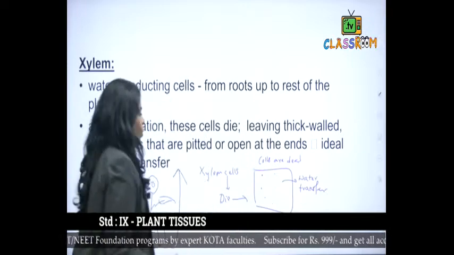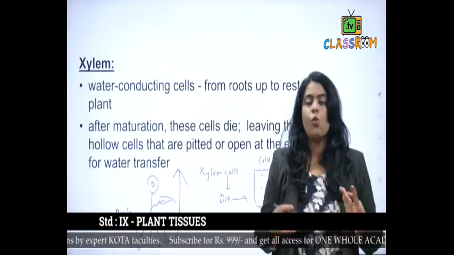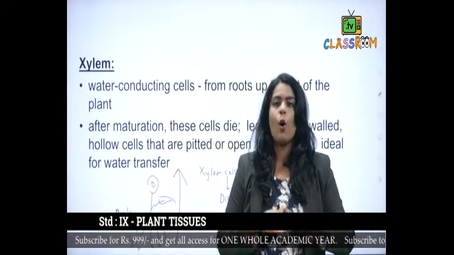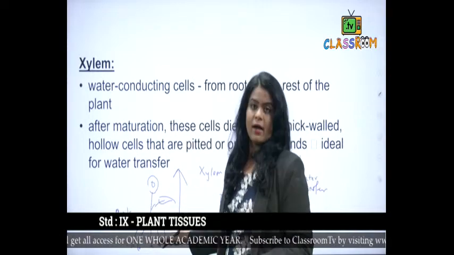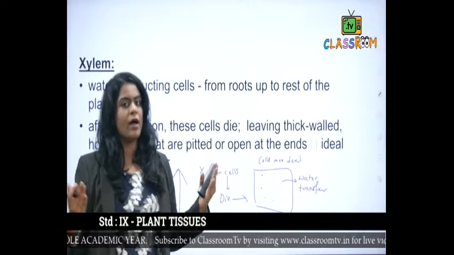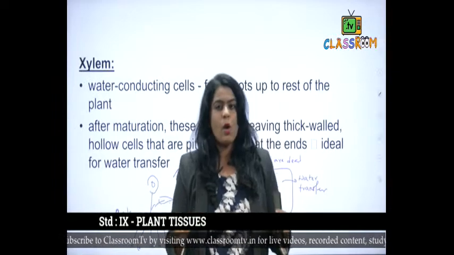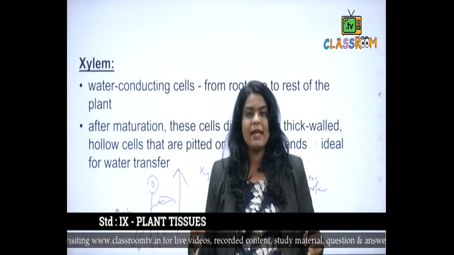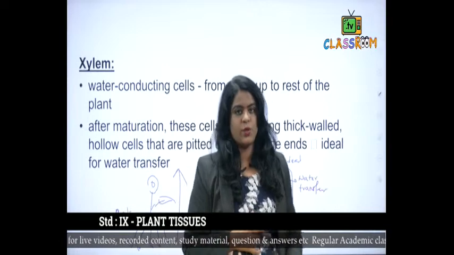So how does the xylem help in transportation of water? Xylem helps in transportation of water from the root to all parts of the plant. Okay, and the direction is always upward. So the water is always transported from the roots to the other parts of the plant. And these xylem cells die. Once they are dead, they have this pitted appearance. Through those small pit-like structures, there is water transportation happening.